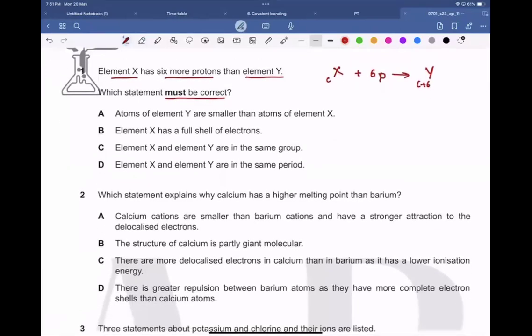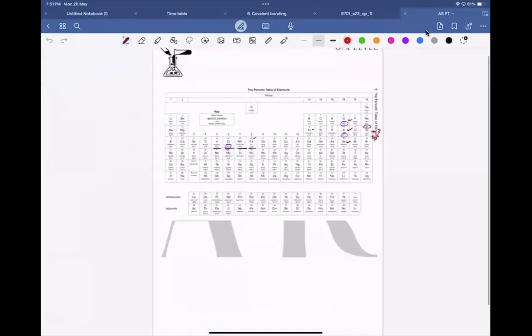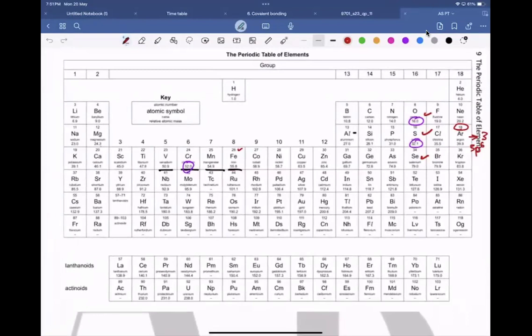First, they are saying atoms of element Y are smaller than atoms of element X. Let's have a look at the periodic table. So, for example, let's assume it is X. If there are 6 more protons in it, so its protons are 3. So 6 plus 3 makes it 9. So 9 protons is fluorine. So then Y must be fluorine. As we know, when we move across the periodic table, what happens to the atomic radii? Atomic size decreases, right?